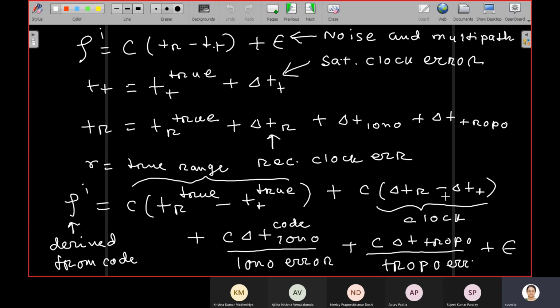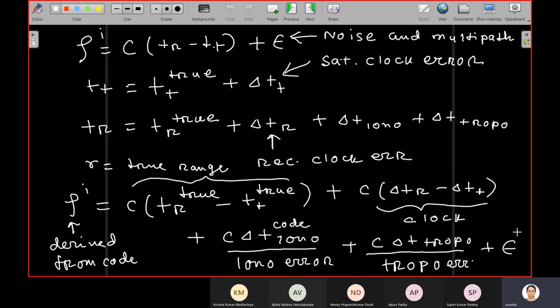Now see, clock. Satellite clock will be the same because both measurements are from the same satellite. Receiver clock will also be the same because we are using the same receiver clock for both measurements, right? Later we will see that the tropospheric error will be the same. We'll see that it does not depend on the carrier frequency. So this also remains the same. Epsilon, which is noise and multipath, will not be the same.